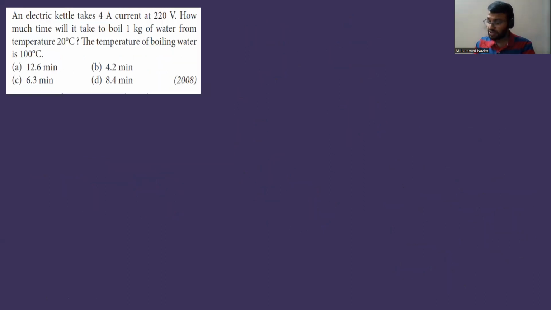So let us go with the next question. An electric kettle takes 4 ampere current at 220 volt. Electric kettle obviously is going to have some resistance. So that resistance we don't know. Let us keep it as R. It is taking 4 ampere of current. This is the kettle. I'm replacing the kettle by some resistance, 4 ampere and 220 volt.